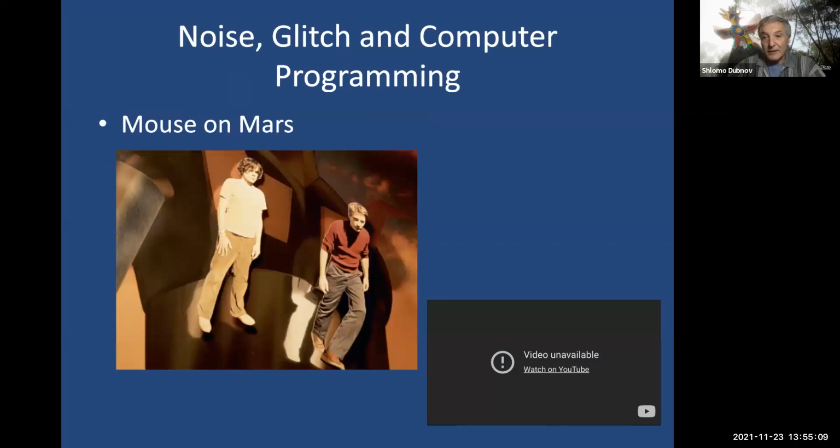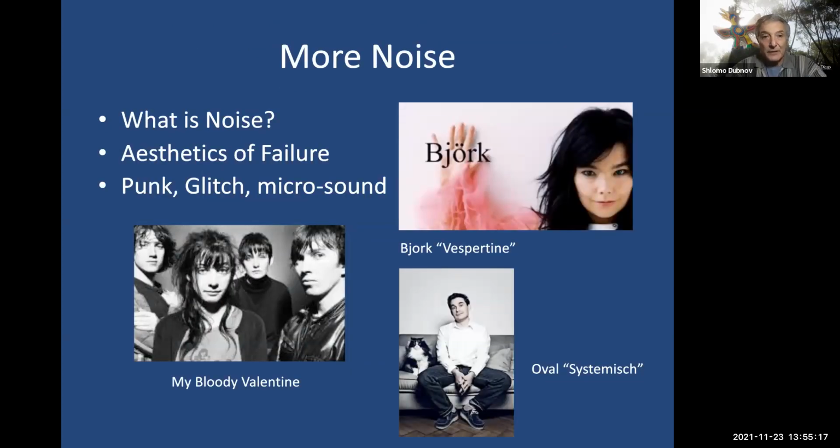So that's kind of a reminder: Mouse on Mars, Glitch, Bjork, Oval, the Systemish. Basically, these kinds of slight microsound noises and corruptions, the aesthetics of failure. That's the article that we discussed, but of course you can have other ideas.